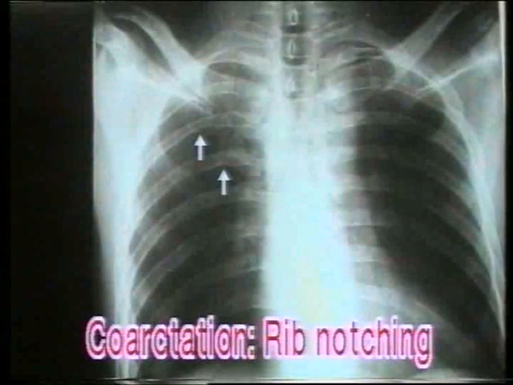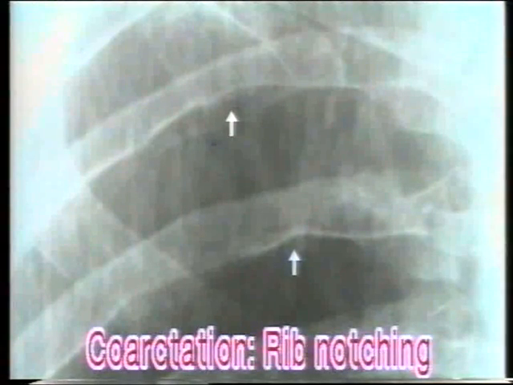And in long-standing cases, the 3rd to 9th ribs show notching of the inferior border of the ribs in their posterolateral aspects. Note in close-up view the notching of the inferior border of the ribs in this case of coarctation of aorta. This notching is due to the dilated posterior intercostal arteries.